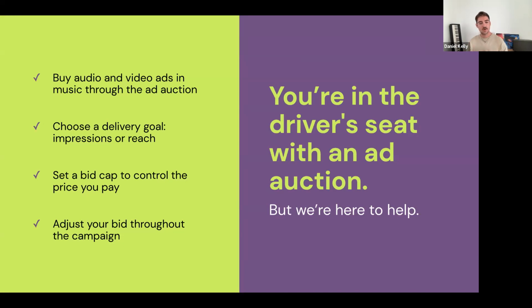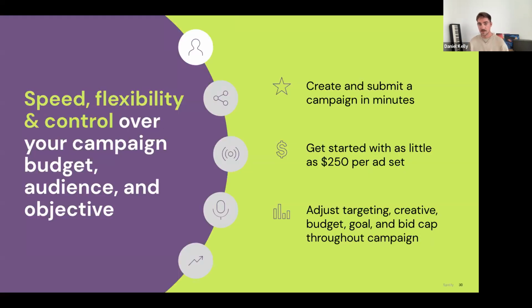So just want to give you a quick note there on the launch of Auction and how speed, flex, and control are really at the heart of that product evolution. But that being said, speed, flex, and control have always been a key part of Ad Studio. In terms of speed, you can create and submit a campaign really in minutes, which I'll show you in that demo in a second. In terms of flexibility, we have a min spend of $250 per ad set, and that's in local currency. So if you're in Australia, it's 250 AUD. If you're in New Zealand, it's 250 NZ.